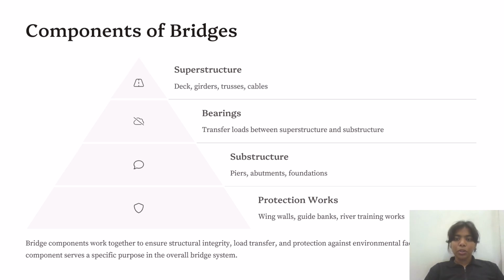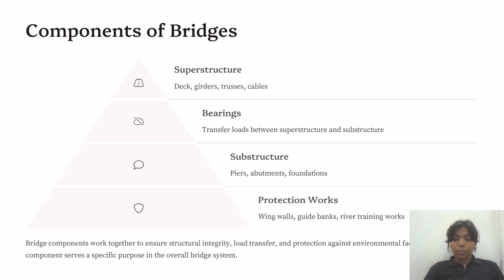Abutments: supports of the bridge that also retain the soil of the approach embankments. Pier caps: horizontal members on top of the piers that provide a seating area for the girders or other superstructure elements and distribute the load.